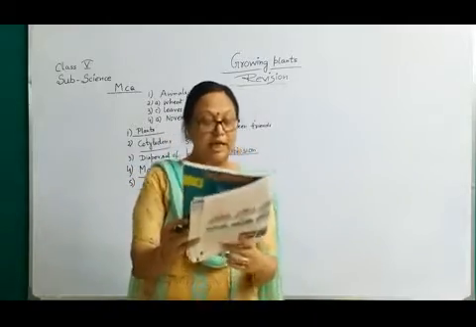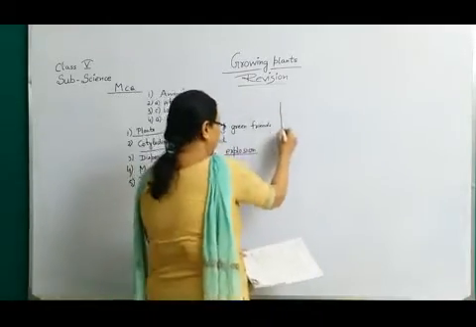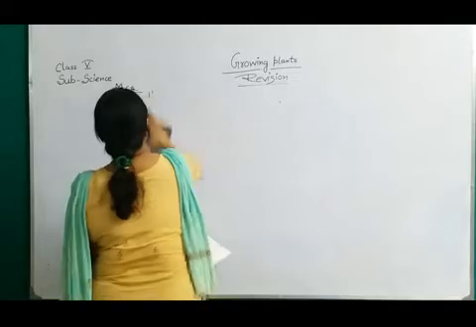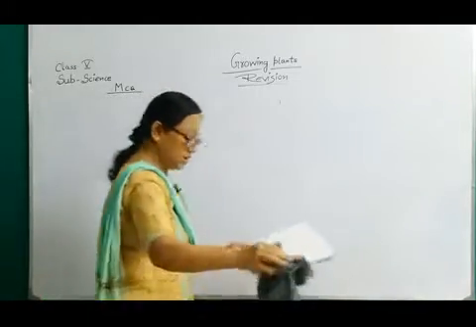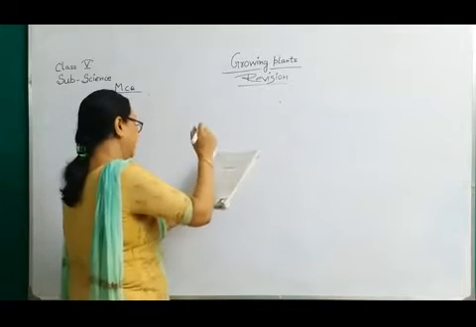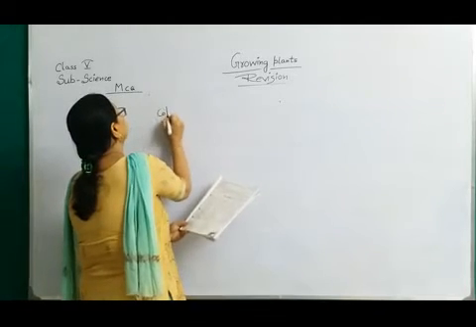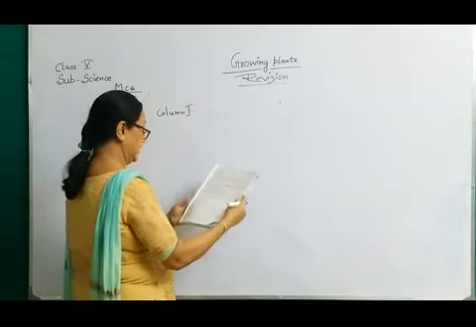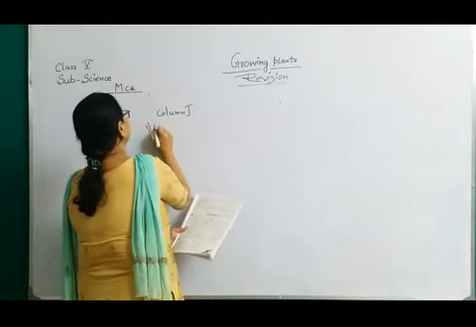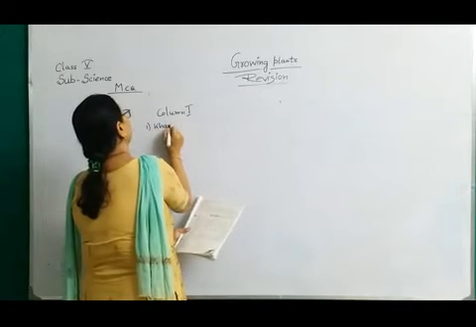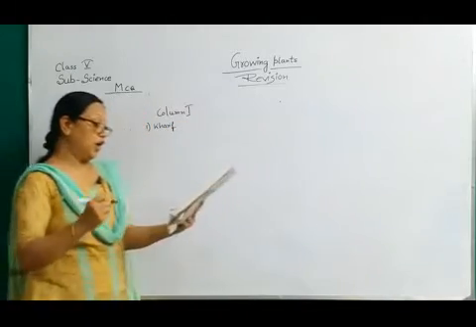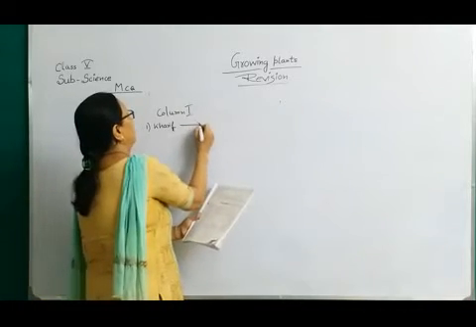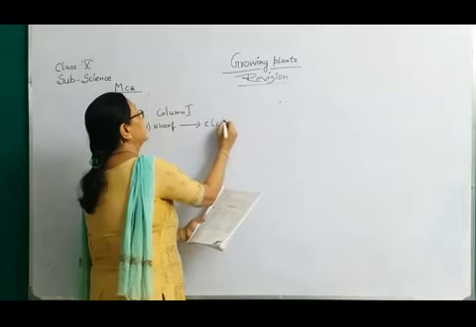Now I will go for the match. We have to see the matches, so we'll go through the match. The Kharif crop, column 1. First one is Kharif. So the Kharif crop matches with cotton, or C, you can say cotton.